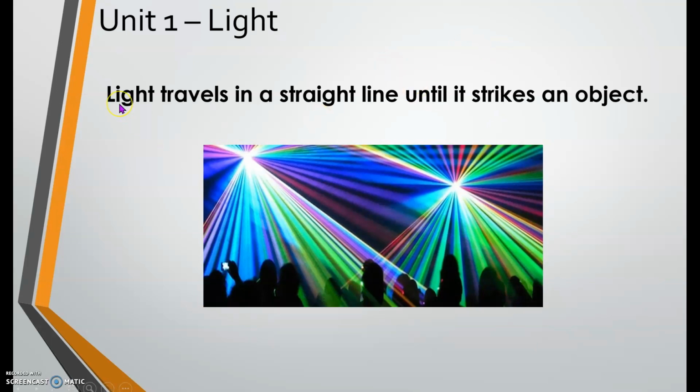Okay, repeat after me. Light travels in a straight line until it strikes an object. Very good. So we already learned that the light travels in a straight line until it strikes an object. So you can see the person blocked the light. That's why it stopped right there. The light is also divided because of an object here.